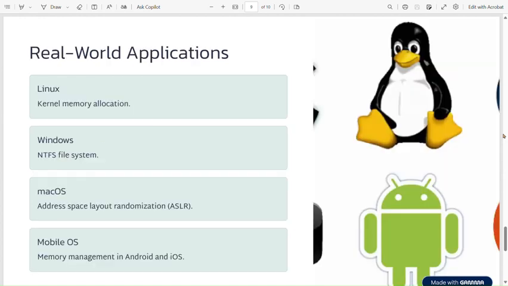And the real-world application of memory management is: first in Linux, kernel memory allocation. Then in Windows, it is the NTFS file system. Then in Mac OS, meaning Mac operating system, address space layout randomization, ASLR. In mobile OS, it is memory management in Android and iOS.